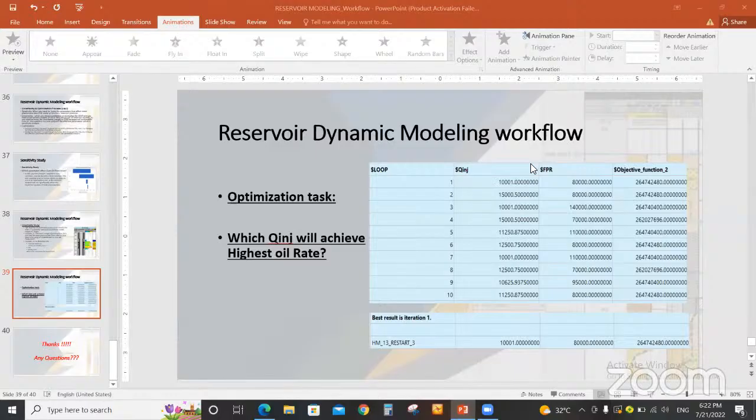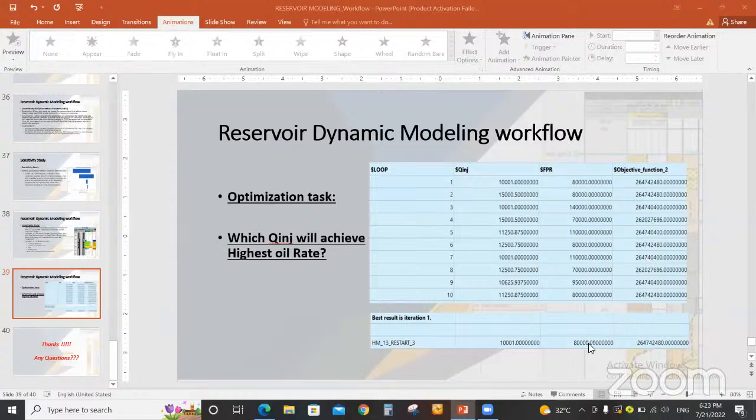Someone is asking about the last slide. As you can see here, I think we have a typo. In the optimization, we have two parameters: the water injection rate and the field production starting rate. We want to optimize the two parameters to achieve the highest cumulative oil production. I think this row is representing the cumulative oil production.